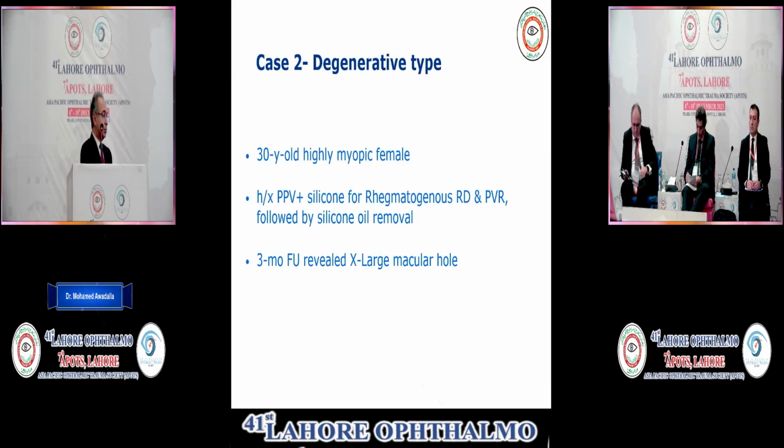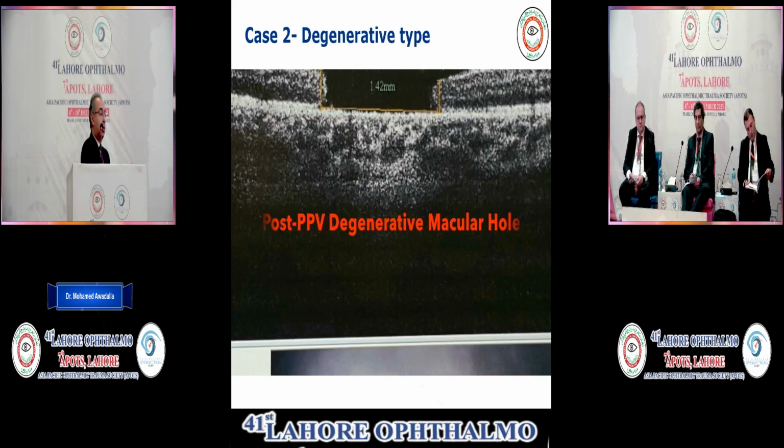The second type is where you do not find an epiretinal membrane, the degenerative type. There is no epiretinal membrane by OCT. It's a 30-year-old, highly myopic female. She had pars plana vitrectomy and silicone oil for rhegmatogenous retinal detachment and PVR, followed by silicone oil removal, and trying to peel any ILM or epiretinal membrane is a risk factor. Then 3 months follow-up revealed this almost giant retinal hole.